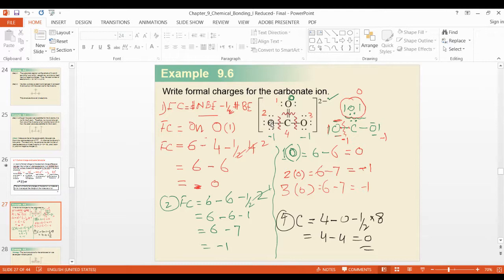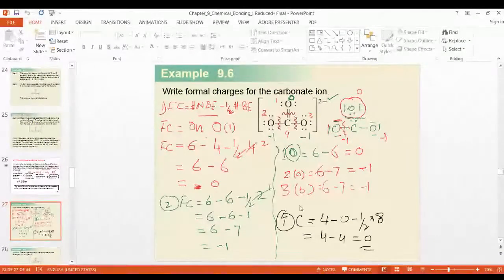Now number 2 oxygen, valence electrons: oxygen has 6, minus total non-bonding electrons, 2 plus 2 plus 2 is 6. So 6 minus 6, minus half of the bonding electrons. Only a single bond, and a single bond means 2 electrons, so half into 2 becomes 1. So 6 minus 6 minus 1, that is 6 minus 7. So minus 1 is the formal charge on oxygen 2.